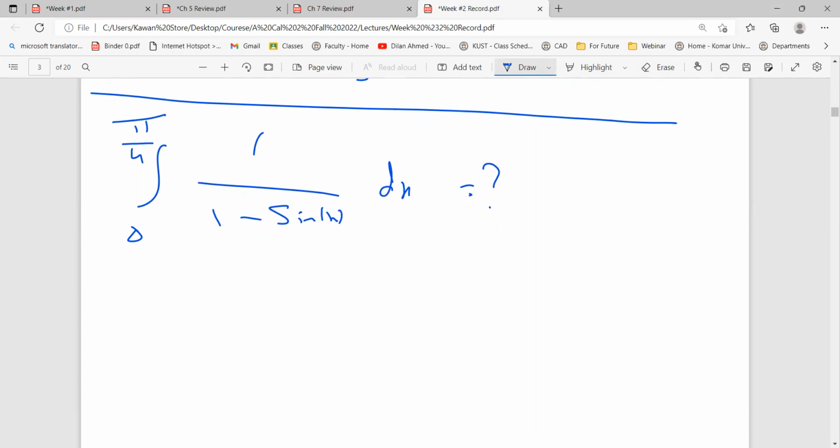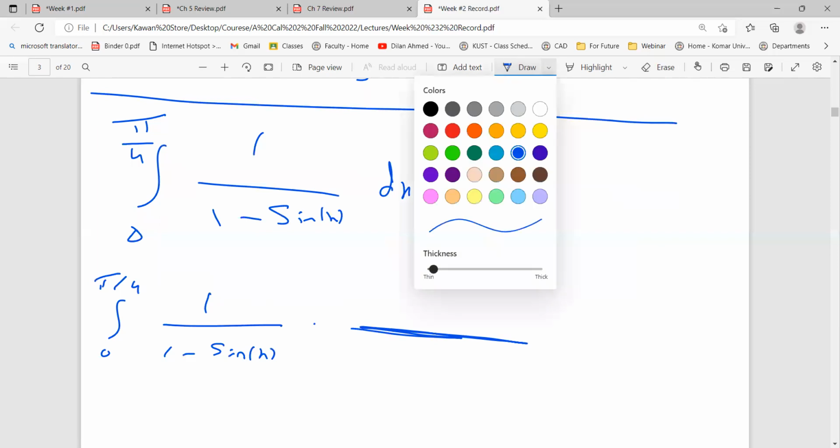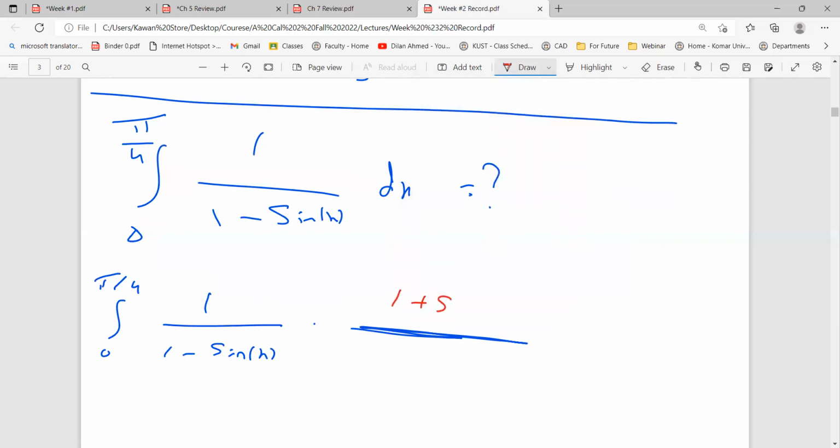So I'm going to multiply this part by what? By the conjugate. So what's the conjugate? Exactly. So I say 1 plus sine of x over 1 plus sine of x dx. Yes, the conjugate should be the same with a different sign.